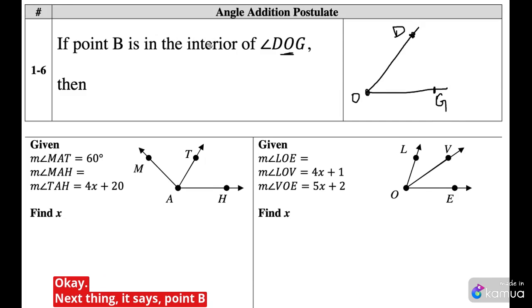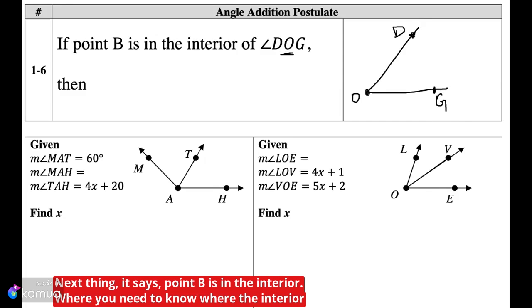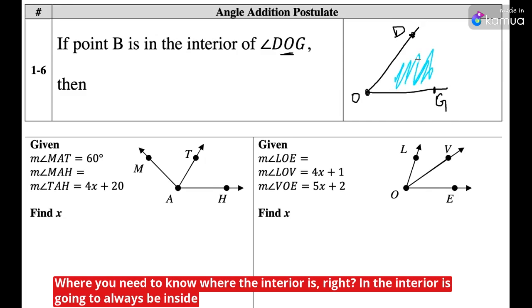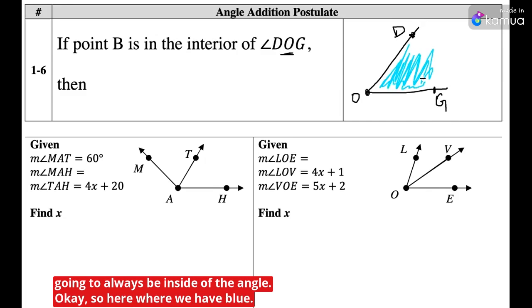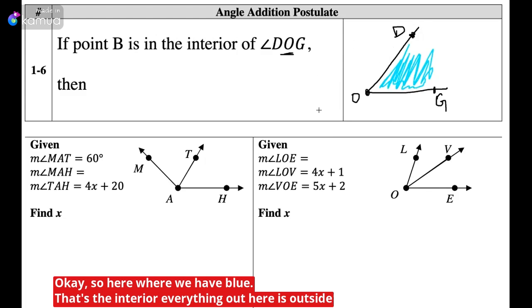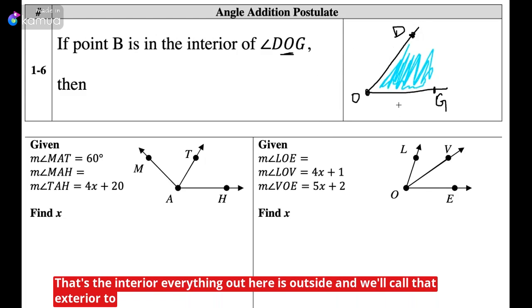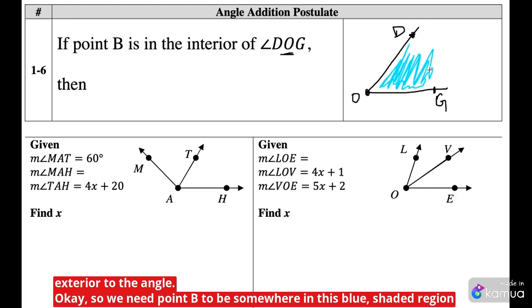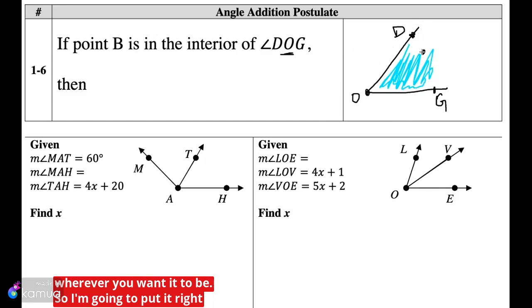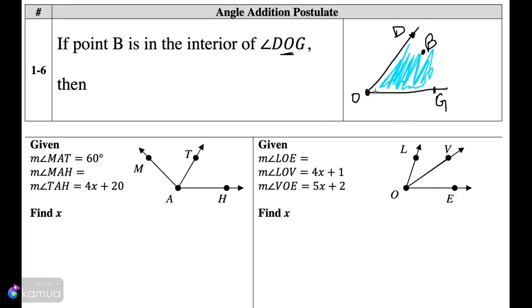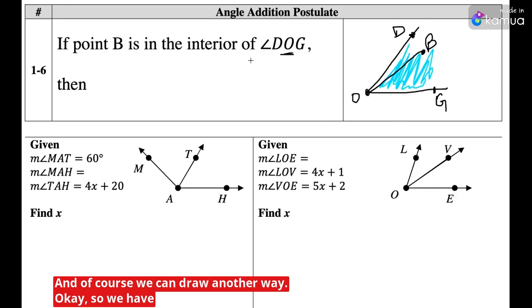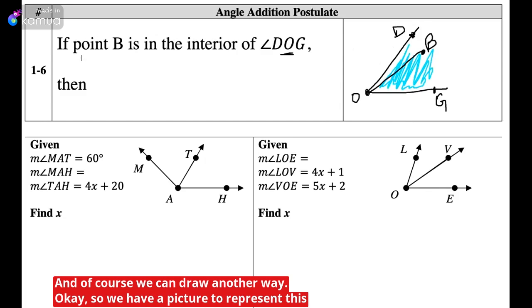Next thing, it says point B is in the interior. Well, you need to know where the interior is. The interior is always inside of the angle. So here where we have blue, that's the interior. Everything out here is outside, and we would call that exterior to the angle. So we need point B to be somewhere in this blue shaded region, wherever you want it to be. So I'm going to put it right there as point B. And of course, we can draw another ray. So we have a picture to represent this first part.